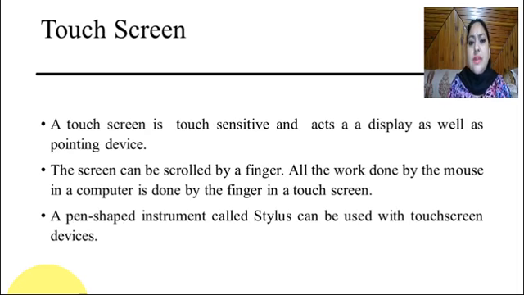Touchscreen. Touchscreen is a touch-sensitive screen and acts as a display as well as a pointing device. Screen can be scrolled by a finger. All the work done by a mouse in a computer is done by a finger in a touchscreen. A pen-shaped instrument called stylus can be used with the touchscreen devices instead of the finger.